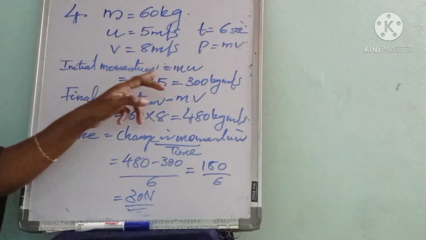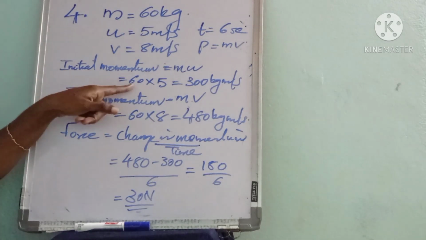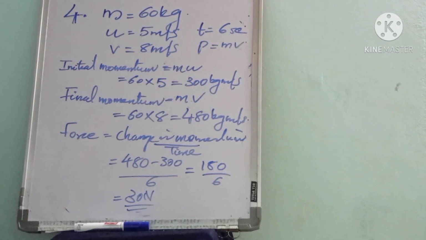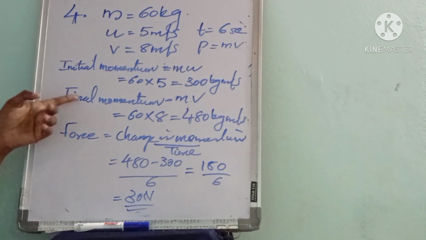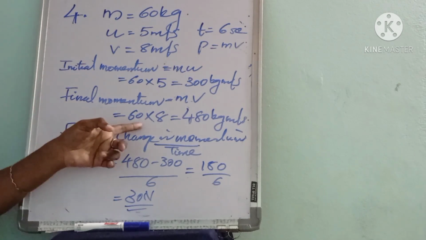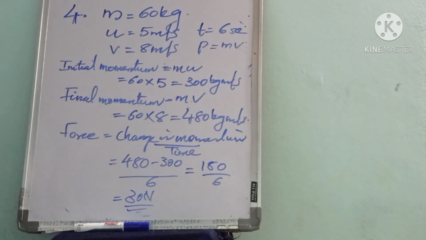Initial momentum is mass into initial velocity. So mass 60 into initial velocity 5, that is 300 kilogram meter per second. Next we have to find the final momentum, that is mass into final velocity. So 60 into 8, that is 480 kilogram meter per second.